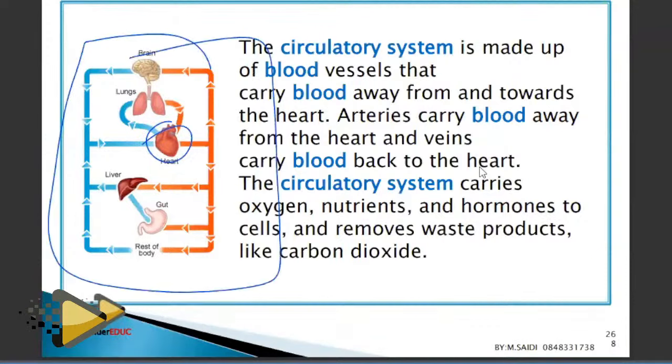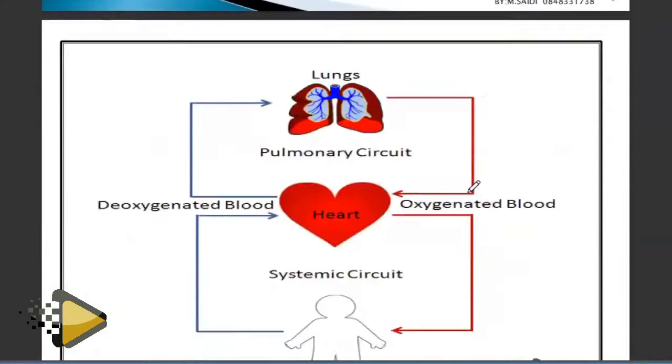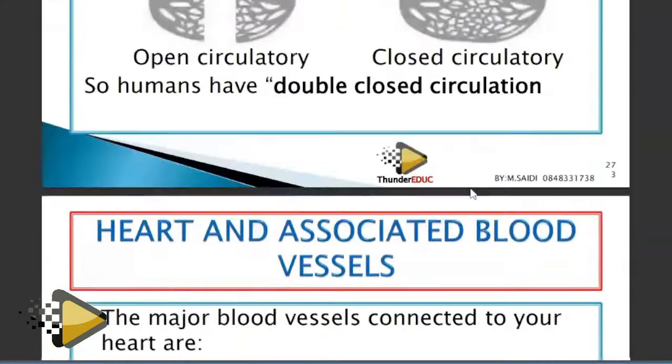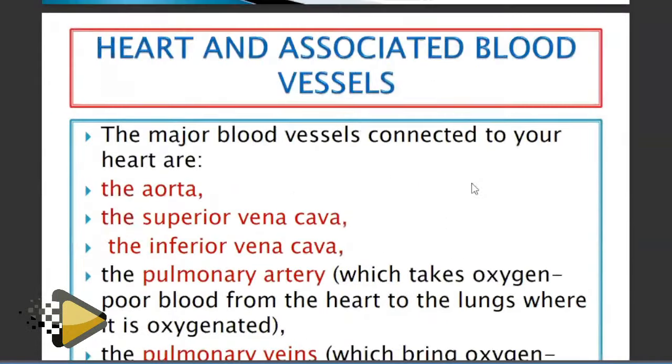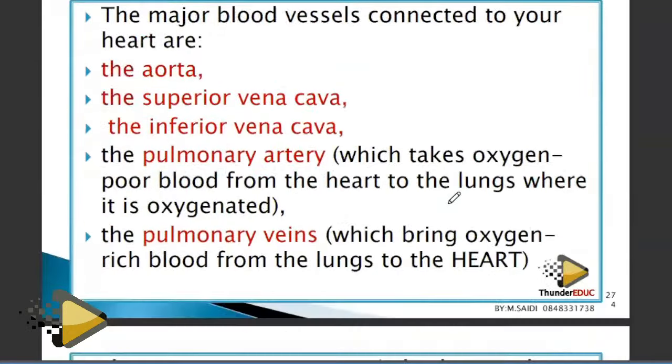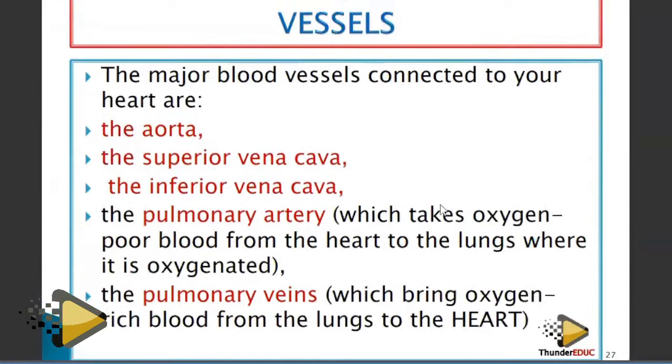At least it brings this double circulation. Blood flows to the heart two times before it is supplied to the rest of the body. Yes, double circulation, so make sure that at least you know. Please make sure that you know the blood vessels which supply the heart, because this is the heart.